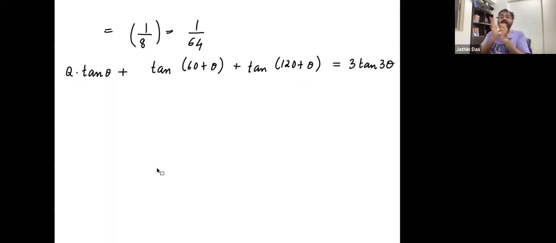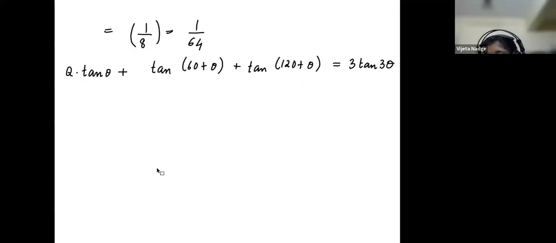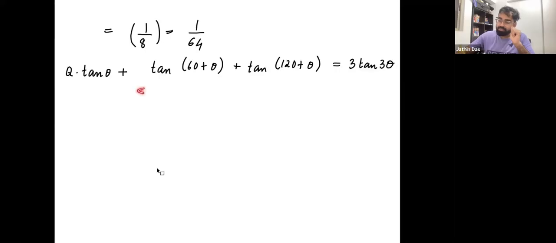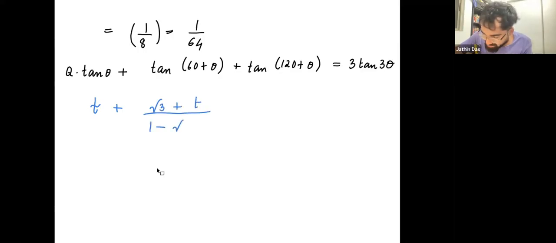Because you have to make everything in tan format. So how will you start? I'll start with the right hand side. If you start with the right hand side, how will you get this? What does your first instinct say? Because you have to play with tan only. I'll write tan of A plus B. Tan 60 plus theta, so tan 60 is root 3, plus t by 1 minus root 3t.